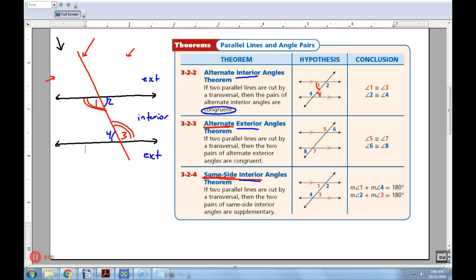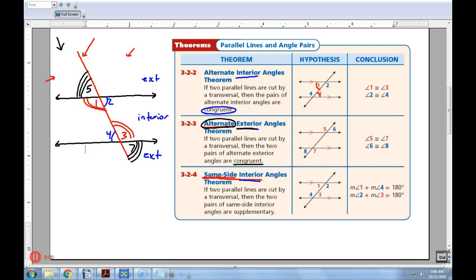Alternate exterior angles are opposite the transversal, but on the outside, and they are also congruent. So we're talking about angles like angle 5 and angle 7. They're on opposite sides of the red line, the transversal, but they're on the exterior, the outsides. And they are also going to be congruent. So this angle is going to match this angle.